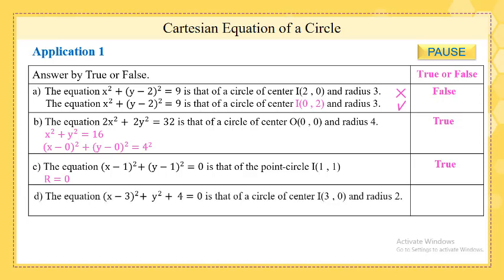Part D. The following equation is that of a circle of center I whose coordinates are 3, 0 and radius 2. This statement is false, since the sum of two squares is always positive.